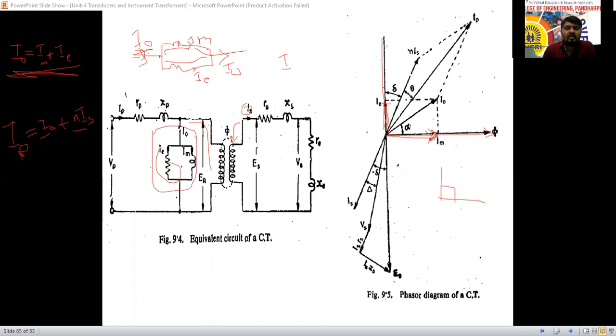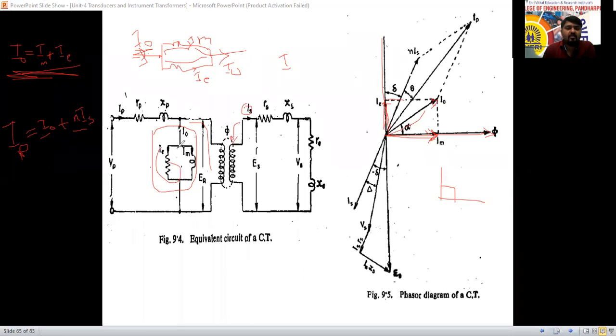Here IE I have drawn, here IM I have drawn. According to the formula, I naught is the combination of IM plus IE. So join the dotted lines together here, and from the zero point to here, shift that one. That is how we get the I naught value. We have shown I naught here.